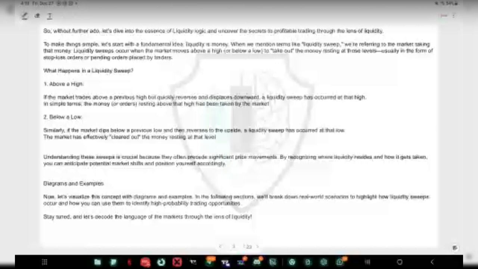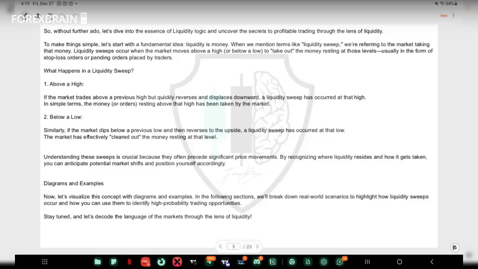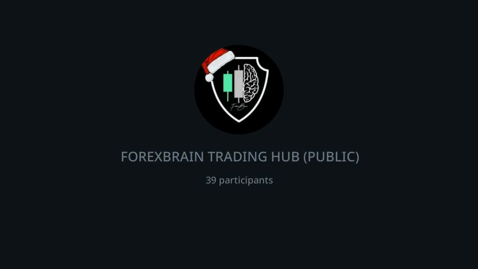All right, you're welcome. So, without further ado, let's dive into the essence of liquidity logic to uncover the secret of profitable trading through the lens of liquidity. It is very, very important. To make things simple, the price itself is already very complex, so we don't need a system that is complex as well. We want just simple things. Even what you are going to be seeing today is what you might have known before, but some of us do not really know the bias, that's the direction of it. But today is not actually the direction day, it has to be tomorrow, right?